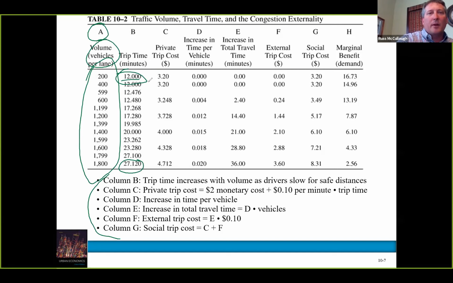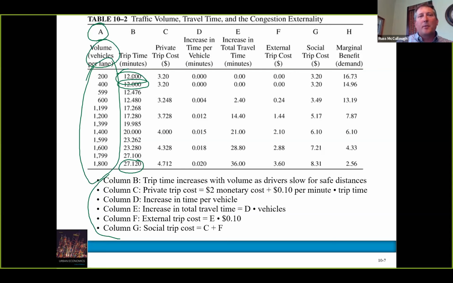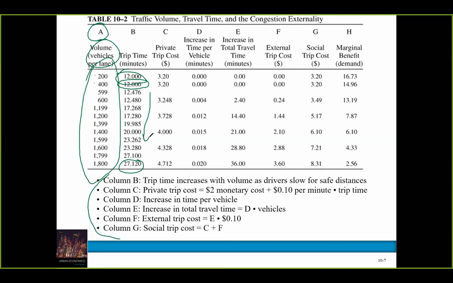Now notice here when it goes to 12 minutes, tell me what's going on in the chat box. When I have 200 cars versus 400 cars, the trip time is still 12 minutes. Why? And then it slowly starts to creep up as we move down. Distance and speed limit? No, it's not distance and speed limit. That's what Daniel put on.